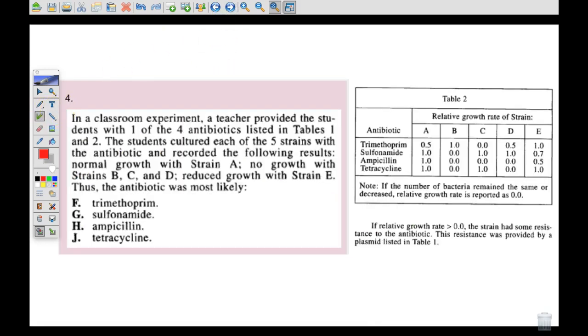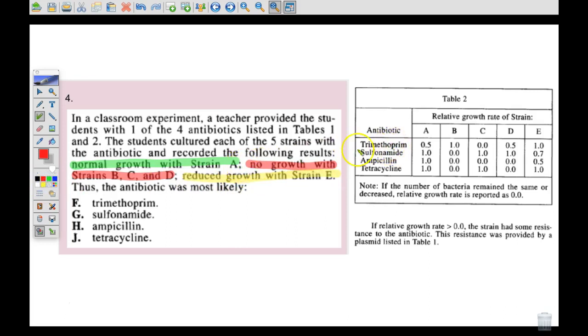In our fourth question, we're going to be comparing the data that we've already been given, and now we're given new information. So in a classroom experiment, a teacher provided the students with one of the 4 antibiotics listed in tables 1 and 2. The students cultured each of the 5 strains with the antibiotic and recorded the following results. So there was normal bacteria growth with strain A. There was no growth with strains B, C, and D, and there was reduced growth with strain E.